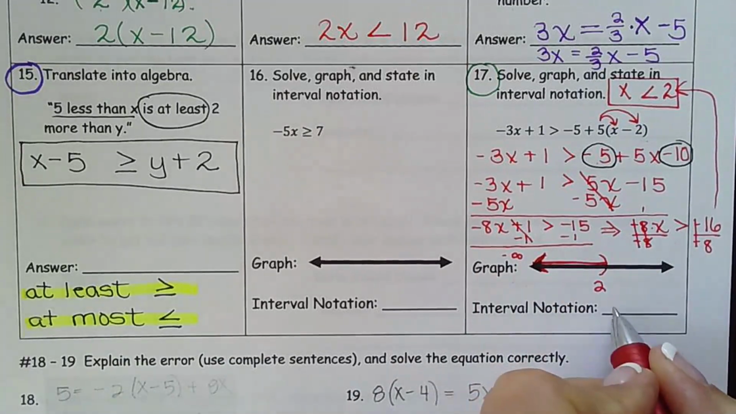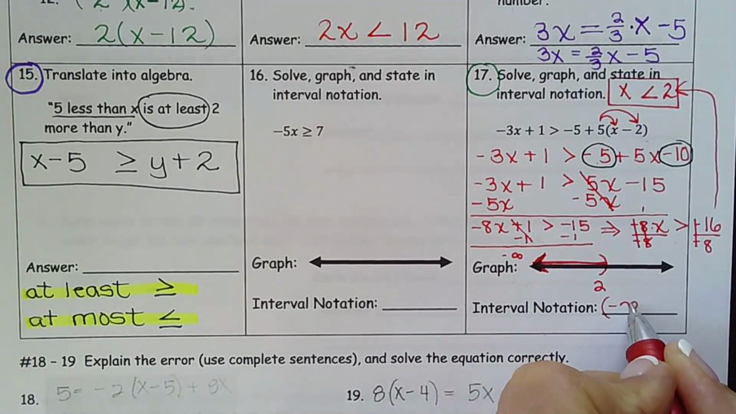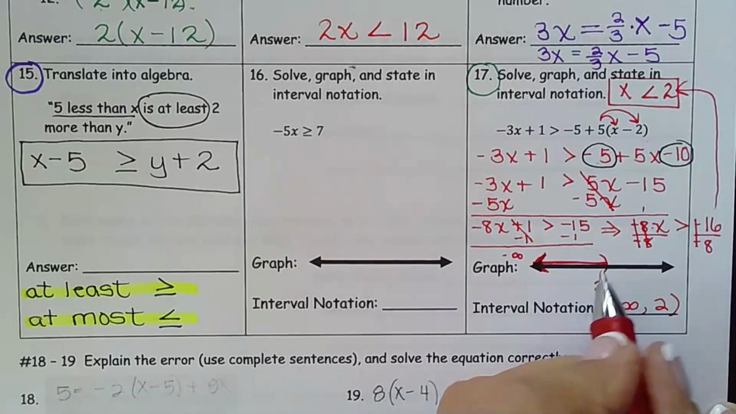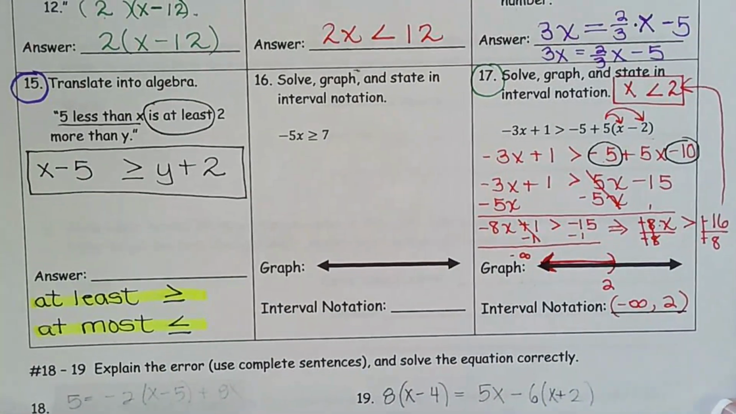The left endpoint's negative infinity, which always has a parenthesis. The right endpoint is 2, which has a parenthesis because of no equal sign.